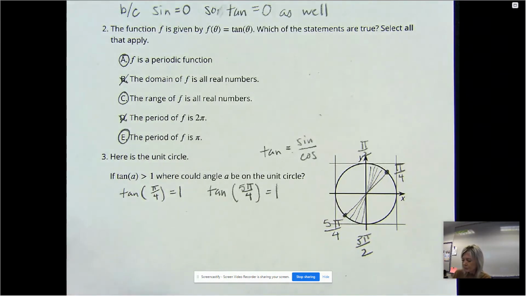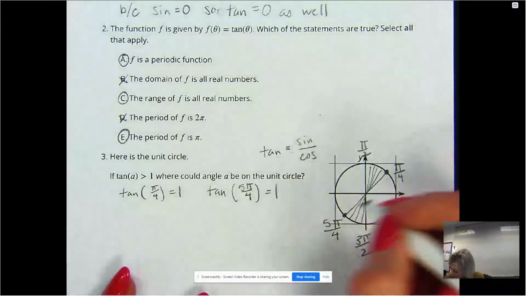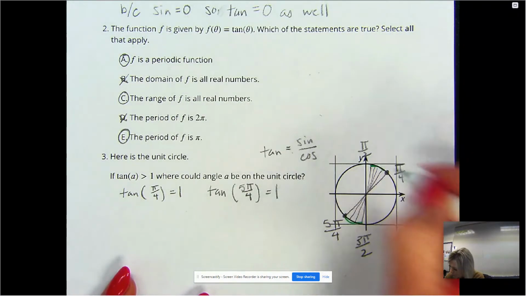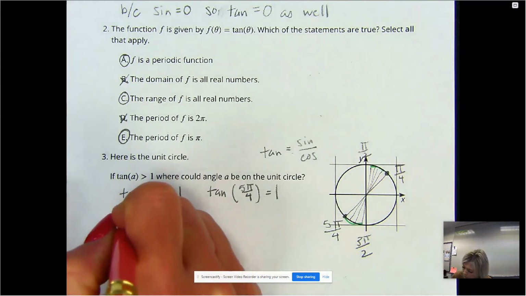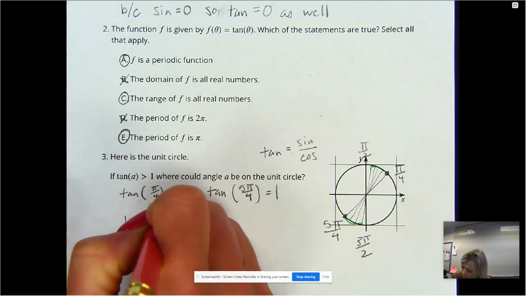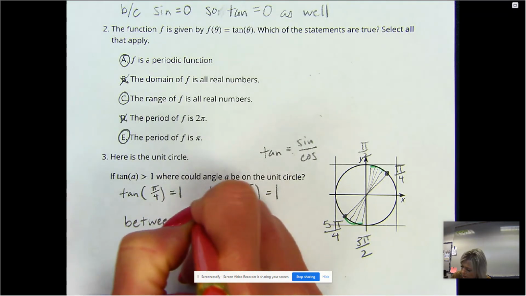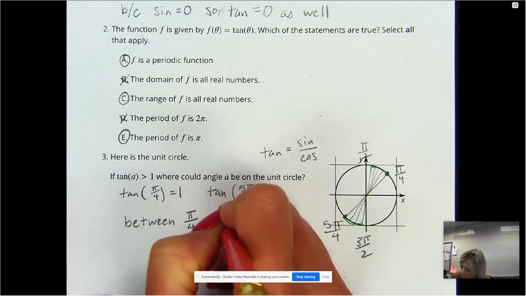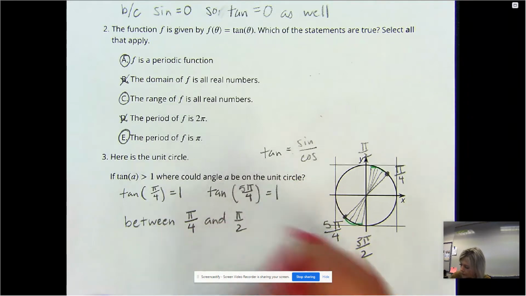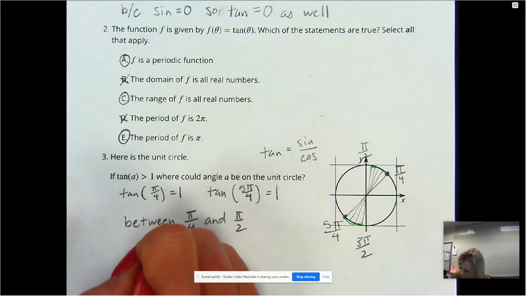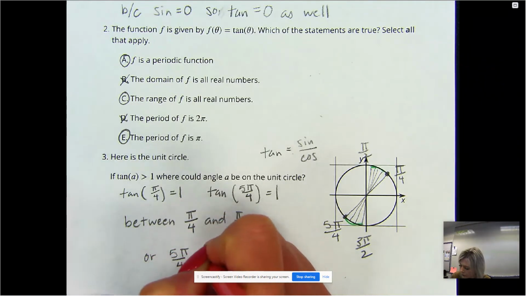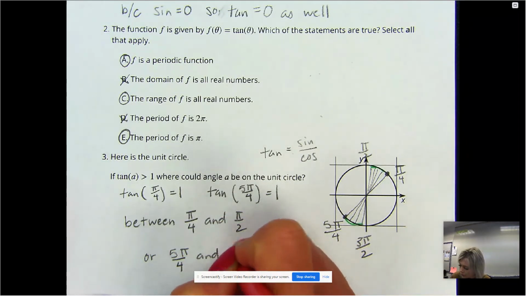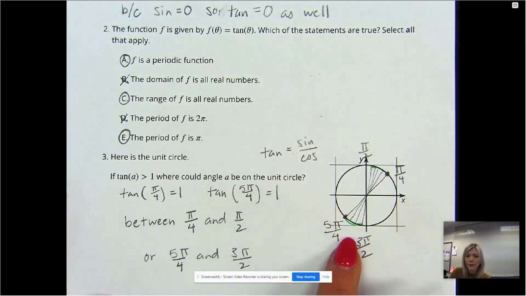Okay, so any place in this region here or this region here is where the tangent is going to be more than 1. So that would be between pi over 4 and pi over 2 up here, or 5 pi over 4 and 3 pi over 2, that region down there.